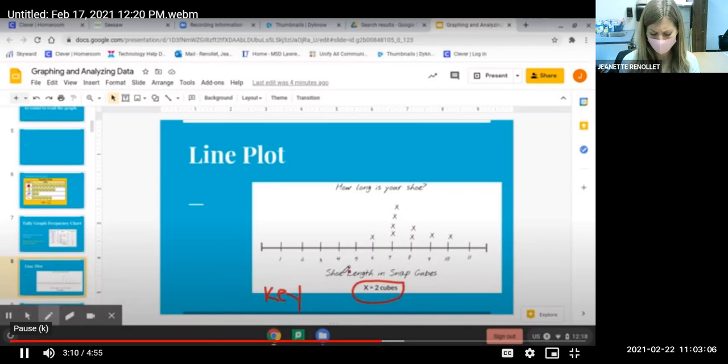So if I'm going to look at the length of the shoe, I see that there are 2 people that have the length of 6, and there are 4 people that have the length of 8, because each X is 2. A line plot is one example of a graph that we will be using in 3rd grade. Let's take a look at another graph that we will be using that also uses scales different than 1.